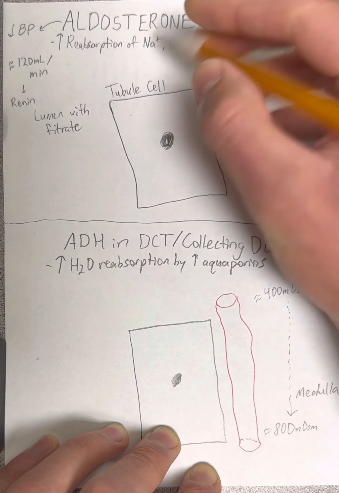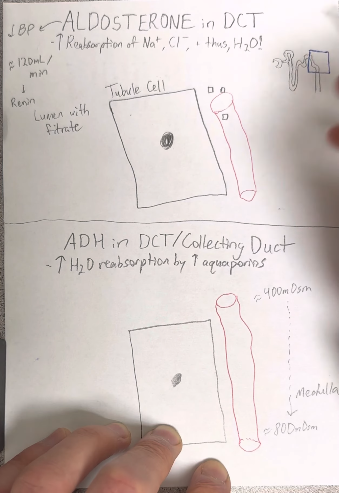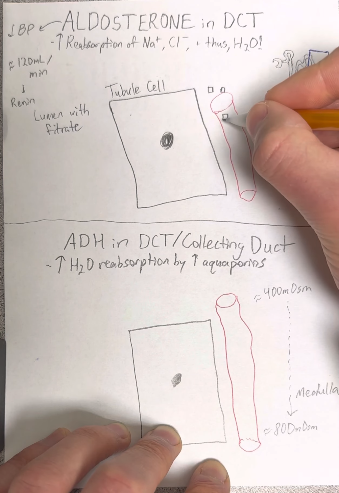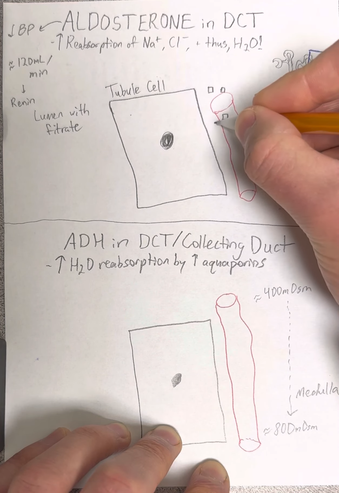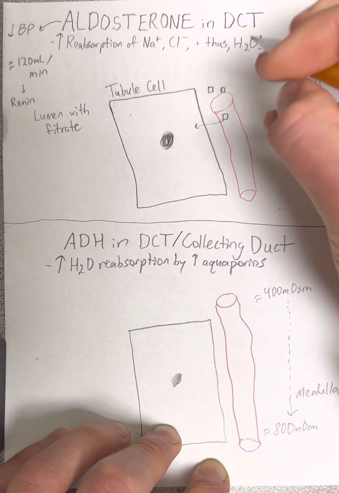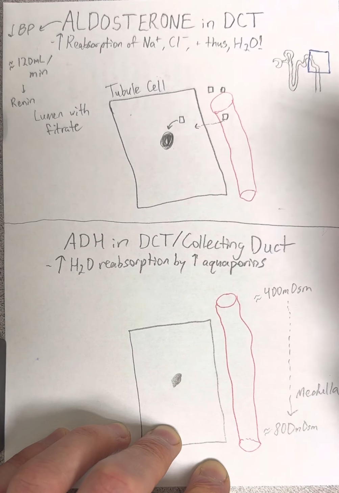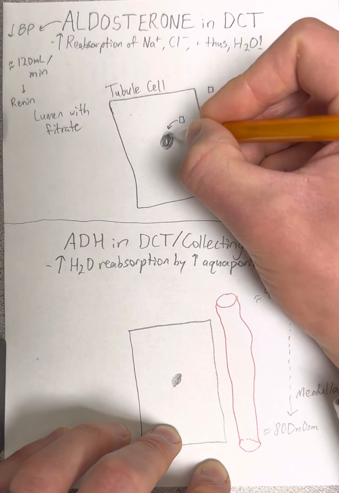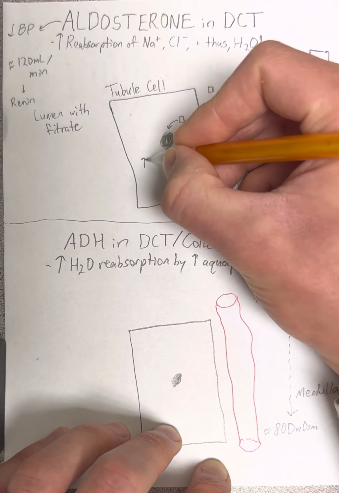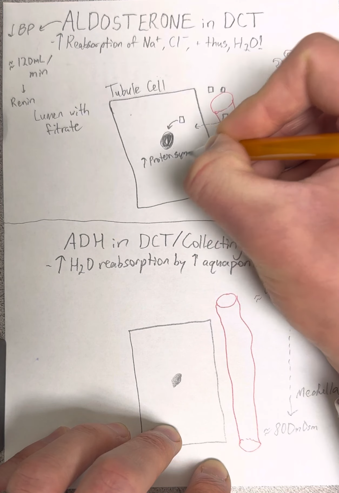In aldosterone, usually if it ends in O-N-E, that means it's a steroid hormone. That means that it's lipid soluble, so it can actually pass through the cell membrane and get into the tubular cell of the kidney. So once aldosterone's in here, it will bind to receptors in the nucleus. Now what's interesting about this is once it gets to the nucleus, it increases the process of protein synthesis.